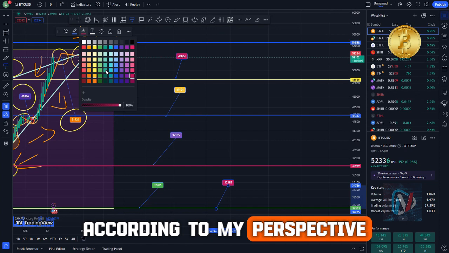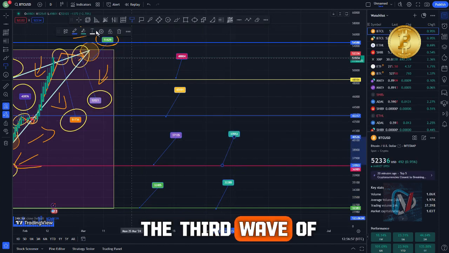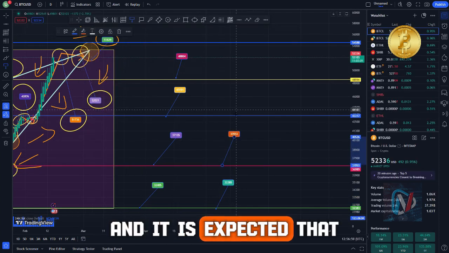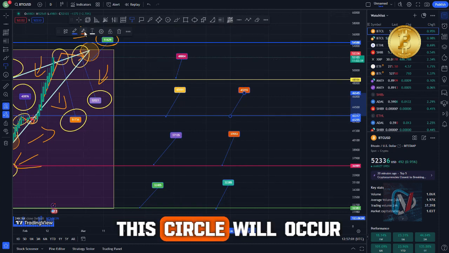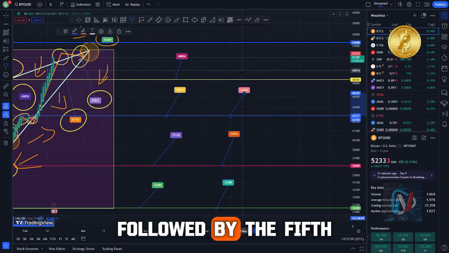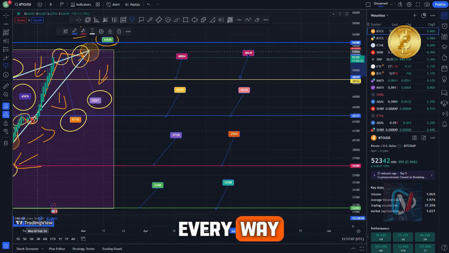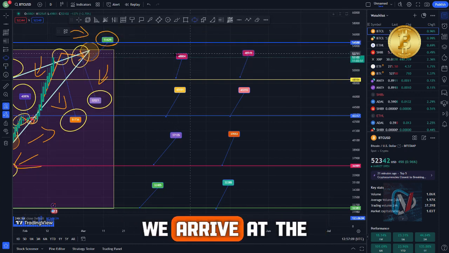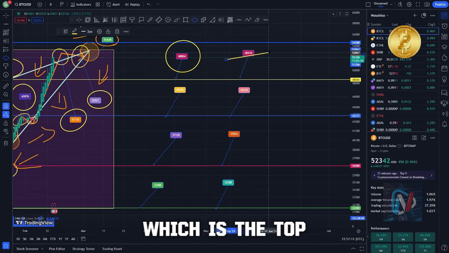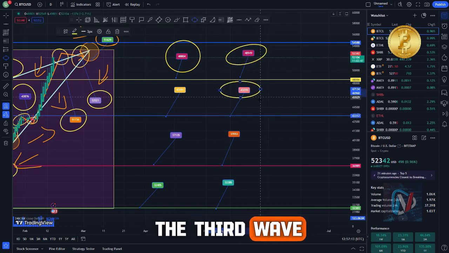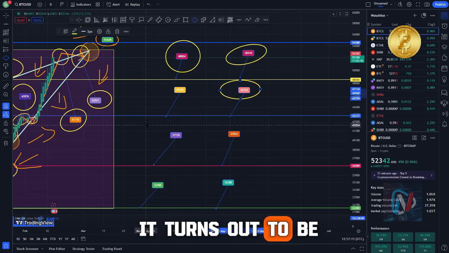According to my perspective, we are currently in the third wave of this circle, and it is expected that the fourth wave of this circle will occur, followed by the fifth wave of this circle. That is excellent in every way. And then after that, we arrive at the major decision point, which is the top of the B wave or the top of the third wave, depending on which one it turns out to be.